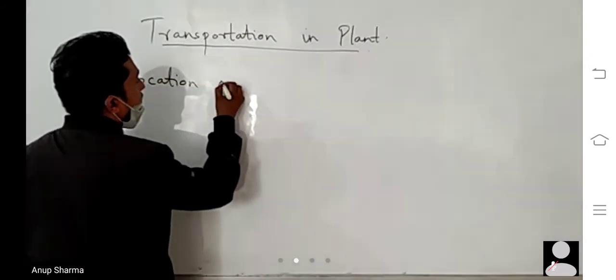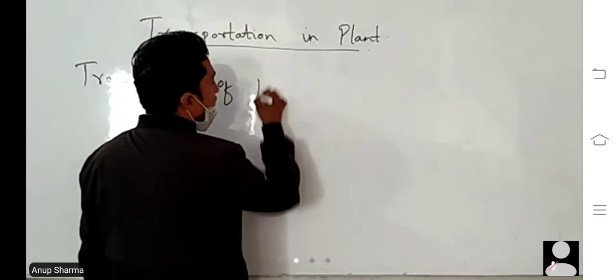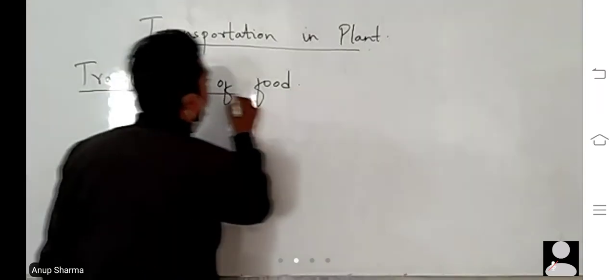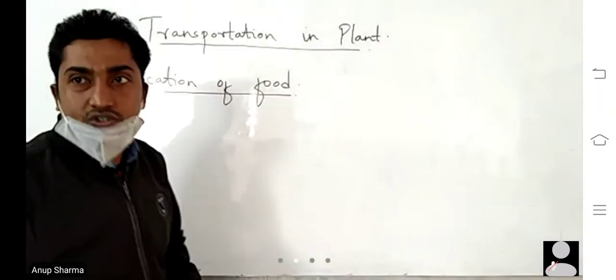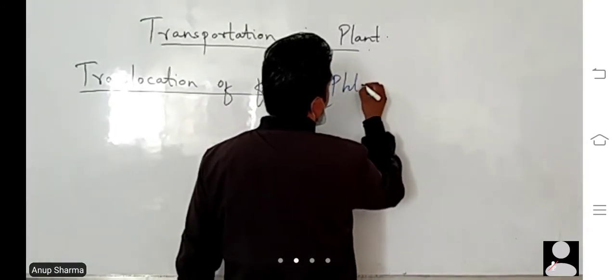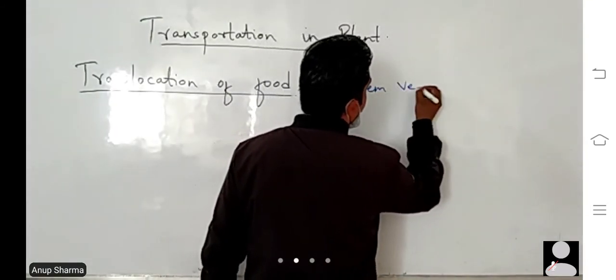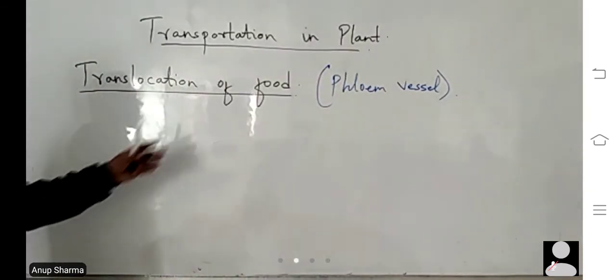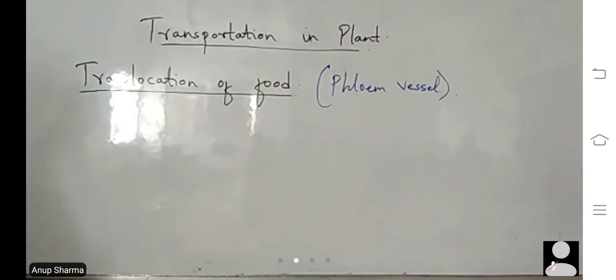Translocation of food. That means transportation of food. And in this, which vessel is associated? Phloem vessel is associated. That means phloem vessel has an important role to play. Translocation is the transport of food from leaves to other parts of the plant.